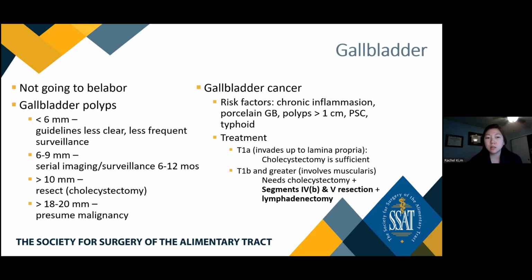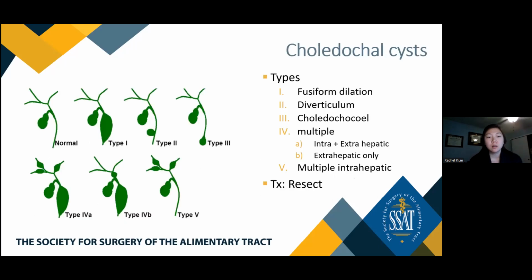It depends on the staging. For T1a tumors that only invade up to the lamina propria, a cholecystectomy is sufficient, and that's all you need to do. But anything greater than that, so anything that involves the muscularis or beyond, or T1b or greater, needs additional resection. So you need to do the central hepatectomy or a 4B and 5 resection with lymphadenectomy. Choledochal cysts also come up a lot on ABSITE, so know the types of choledochal cysts here, and all of them have an indication for resection if feasible, because of their malignant potential.